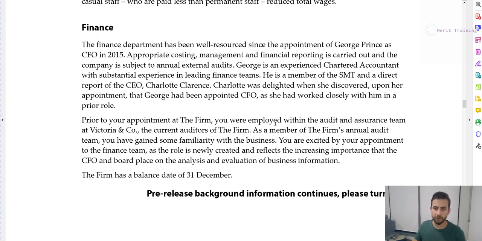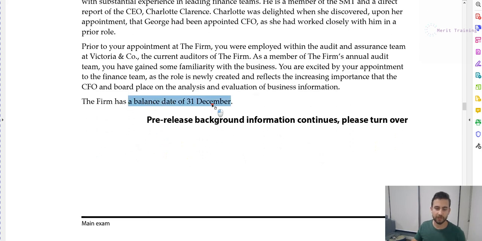Prior to your appointment at the firm, you were employed within the audit and assurance team at Victoria Co., the current auditors of the firm. As a member of the audit team, you've gained familiarity with the business. You're excited by your appointment to the finance team, as the role is newly created and reflects the increasing importance that the CFO and board places on analysis and evaluation of business information. The balance date is 31 December.